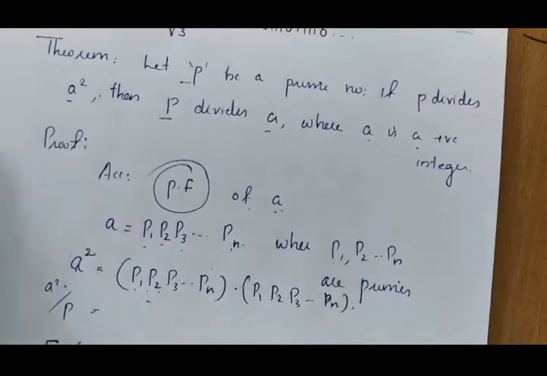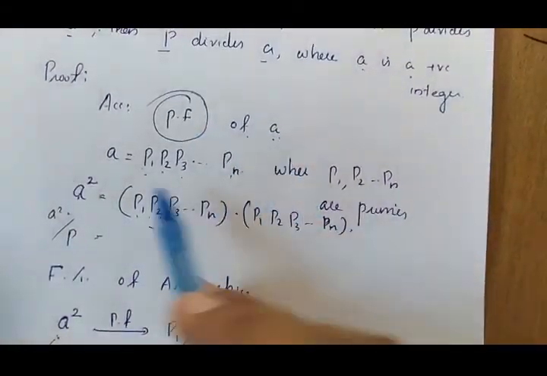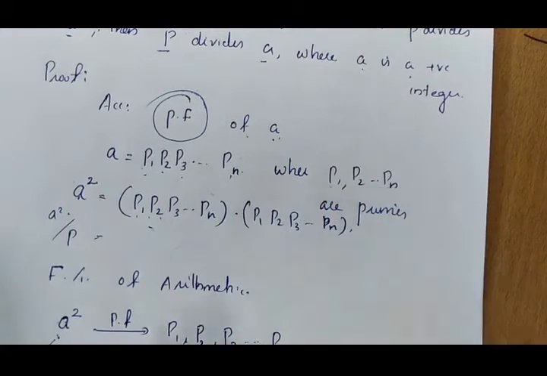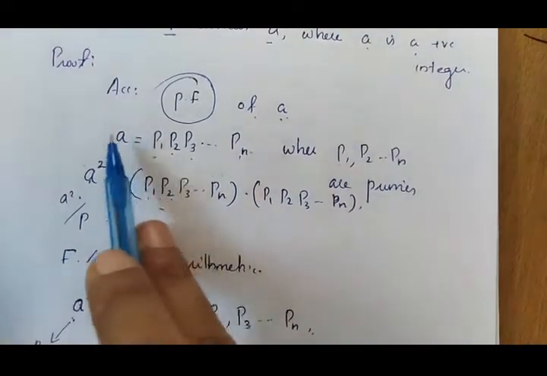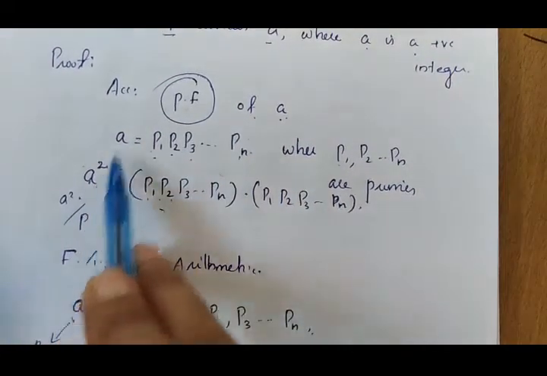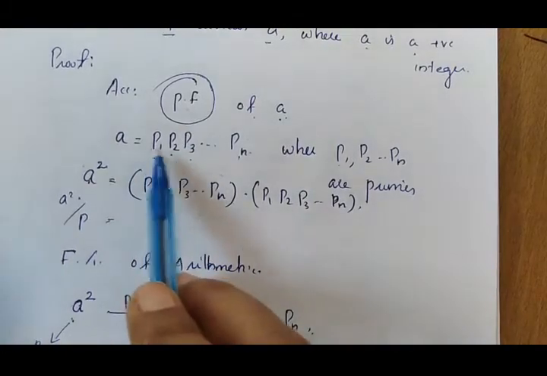According to the prime factorization method, the prime factors of A consist of P1, P2, etc. Pn. So A square can be rewritten in the form of P1, P2.